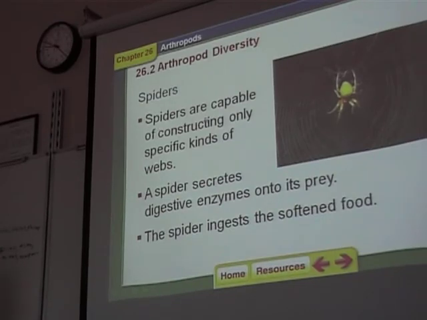Spiders are capable of constructing specific kinds of webs. They have special structures on their abdomen called spinnerets, and they shoot web out of their abdomen, and the spinnerets are little hands that will move and weave the web. Spiders secrete digestive enzymes onto the prey, and the digestive enzyme softens and digests the prey, and then they suck in the softened food.